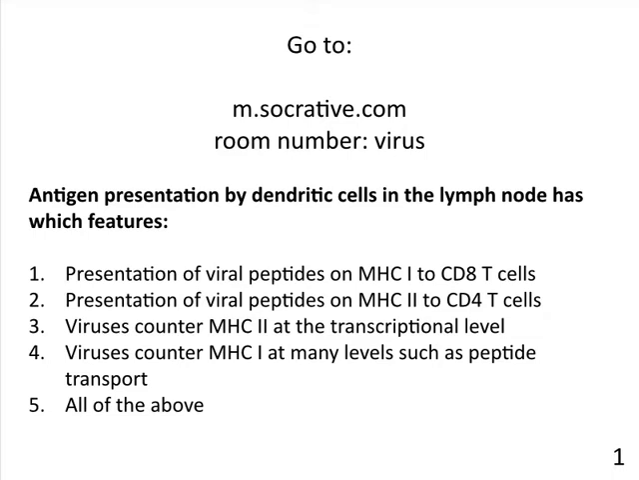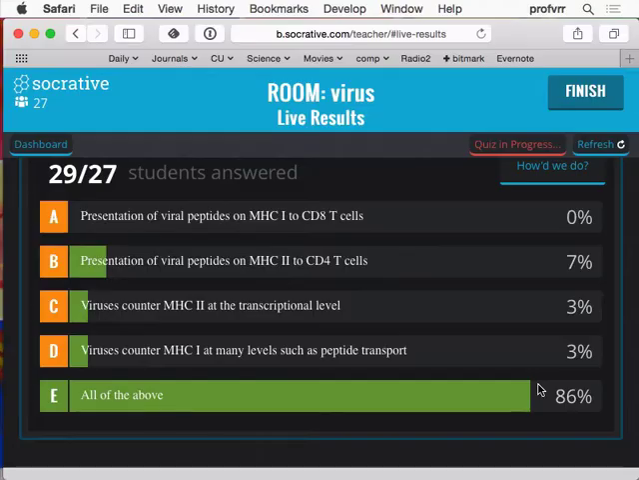This first question is, antigen presentation by dendritic cells in the lymph node has which features? 1, presentation of viral peptides on MHC1 to CD8 cells. 2, presentation of viral peptides on MHC2 to CD4 cells. 3, viruses counter MHC2 at the transcriptional level. 4, viruses counter MHC1 at many levels, such as peptide transport. 5, all of the above.